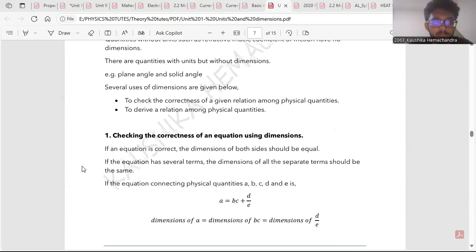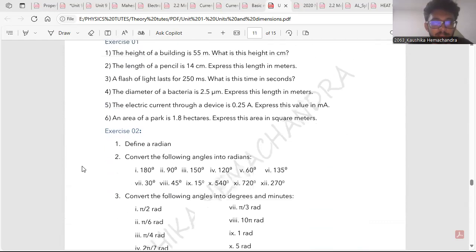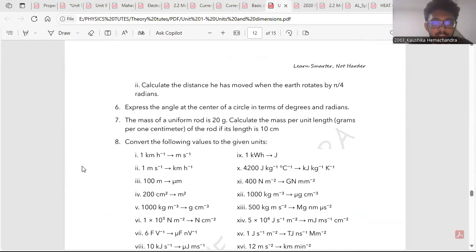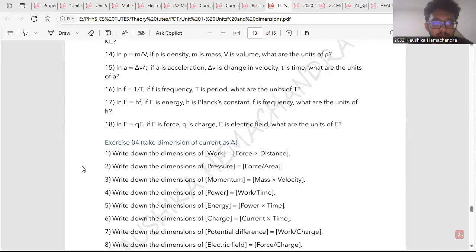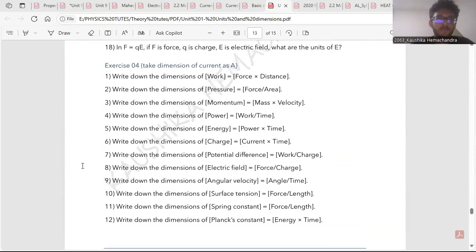So this is part 2, to derive a relationship from an equation. We'll skip that and first go to checking the correctness of equations, right? So exercise 4. Check whether the equation is correct, whether work equals force into distance. So take them individually and check.